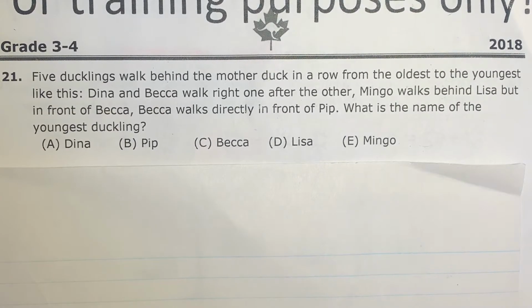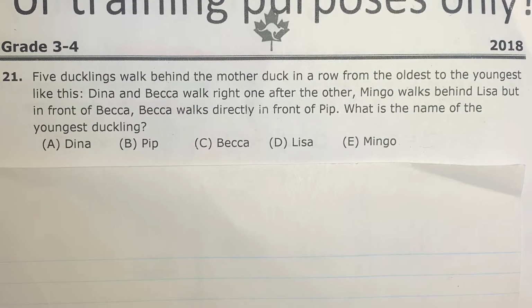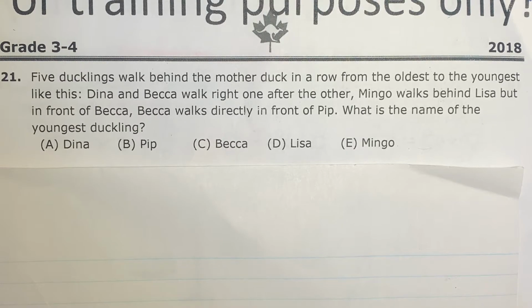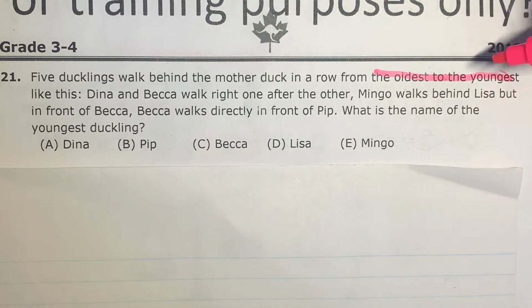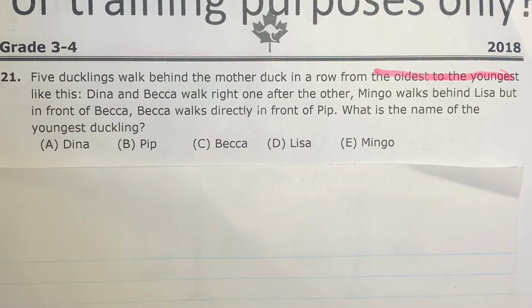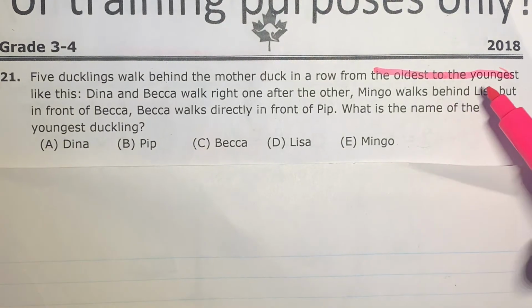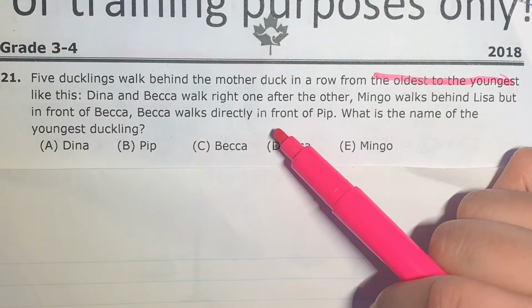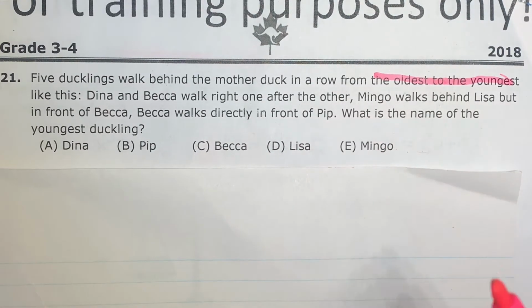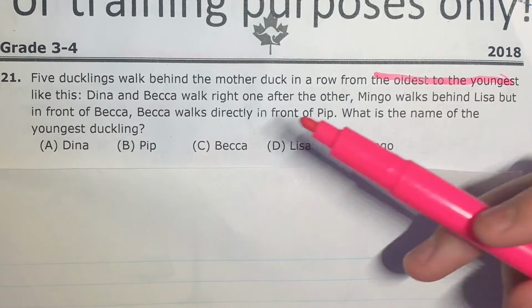Let's move to the number 21. Almost done. 5 ducklings walked behind the mother duck in a row from the oldest to the youngest. Like this, Diana and Becca walk right one after the other. Mingo walks behind Lisa but in front of Becca. Becca walks directly in front of Pip. What is the name of the youngest duckling?